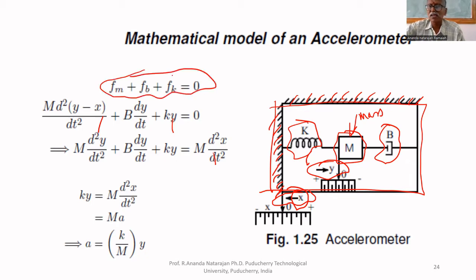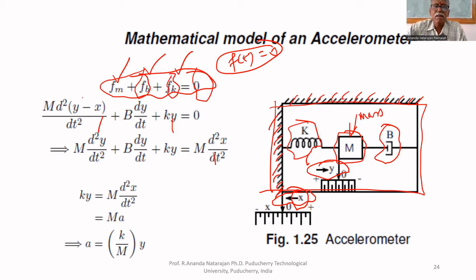What are the reaction forces here? The reaction forces are Fm, Fb, and Fk. There is no applied force, F of t equals 0, that's why the right hand side is 0. On the left hand side, we have the reaction force because of the mass, the reaction force because of the dashpot, and the reaction force because of the spring. What is the reaction force because of mass? M multiplied by d square of the displacement by dt square.